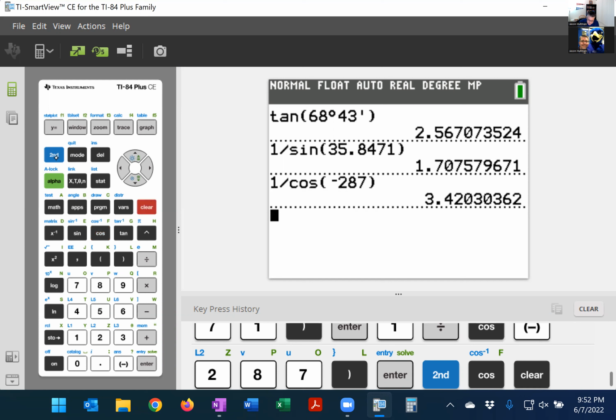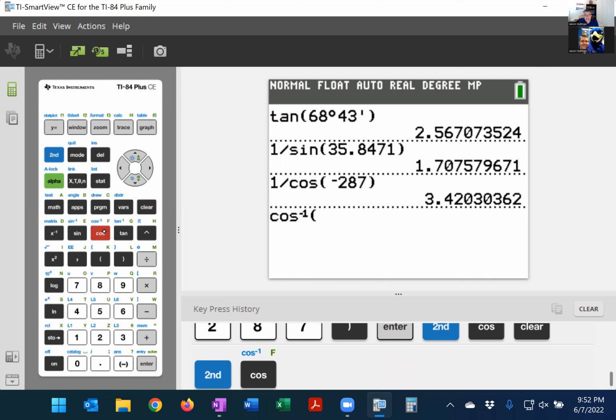Maybe I'll do that one more time. The second and then the cosine key. This is going to give me an angle. The angle whose cosine is, okay, so let me just plug in one that we already know. The angle whose cosine is 1/2.